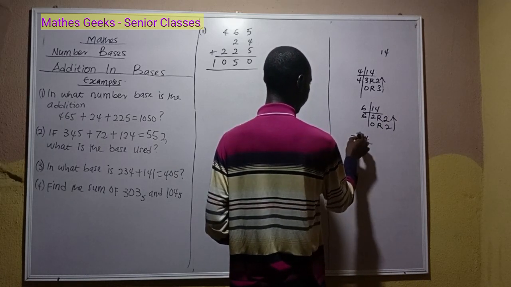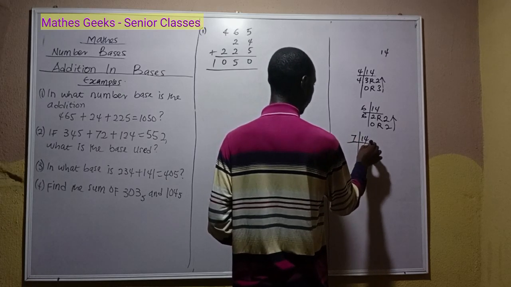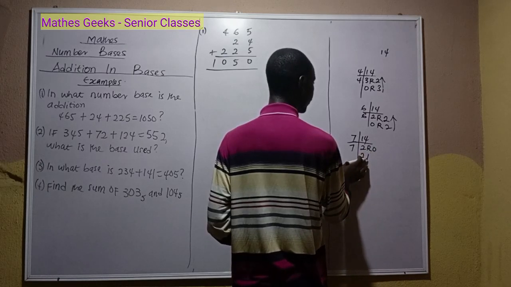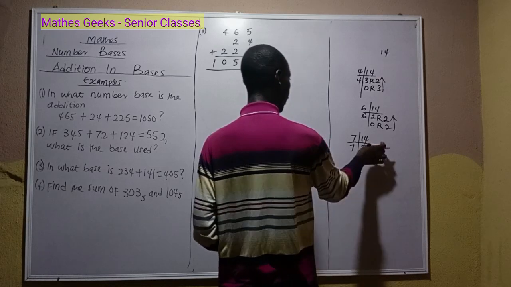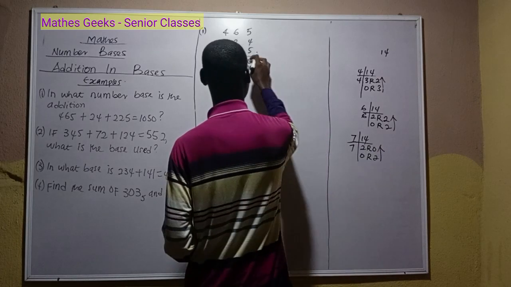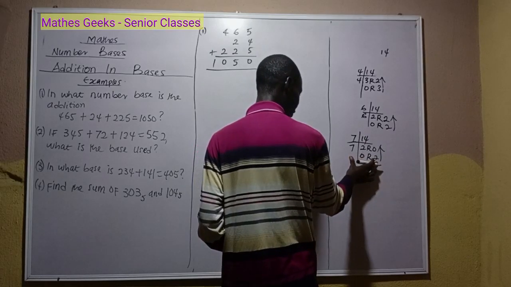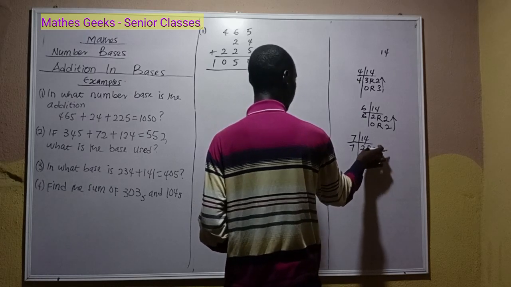7 into 14 will give me 2, remainder 0. And 7 into 2 is 0, remainder 2. So it is 20. I think the first digit is 0 and the first digit is also 0. So I think this might be the base, but I'm not too sure. So what I'm going to do is write this 0.